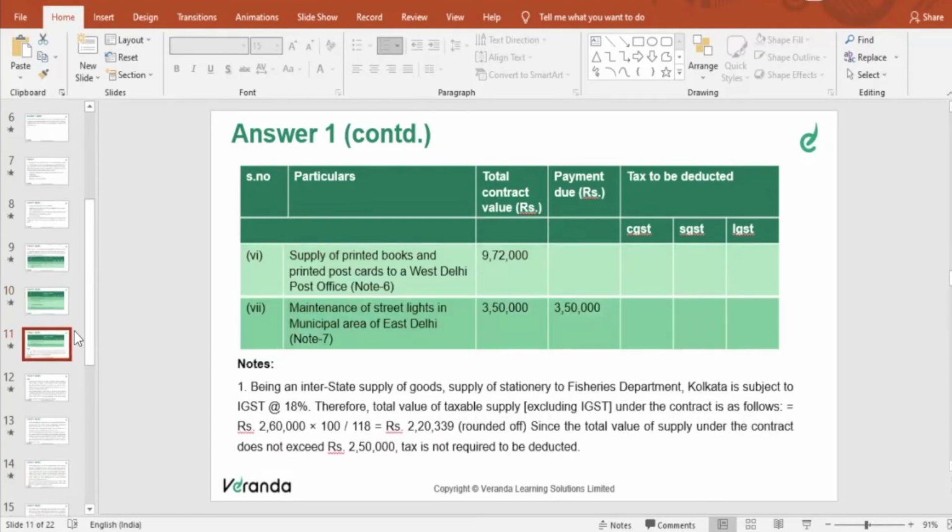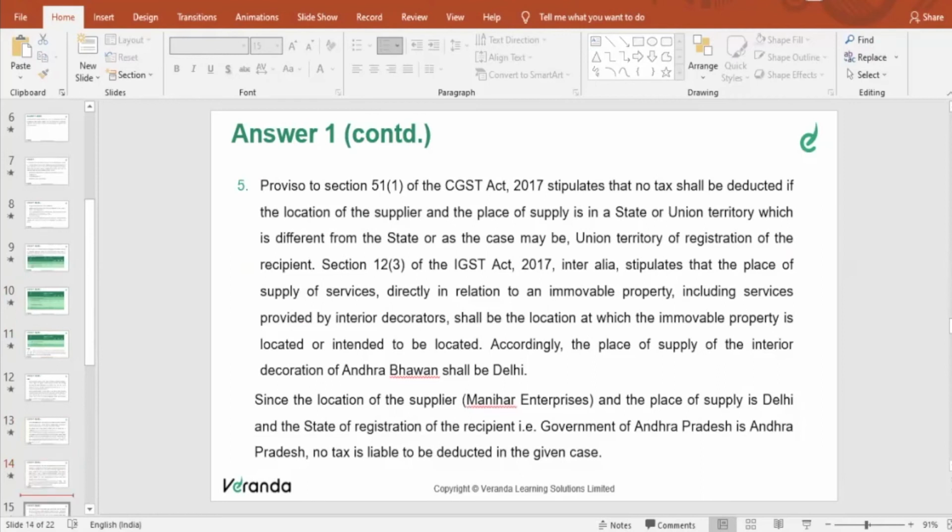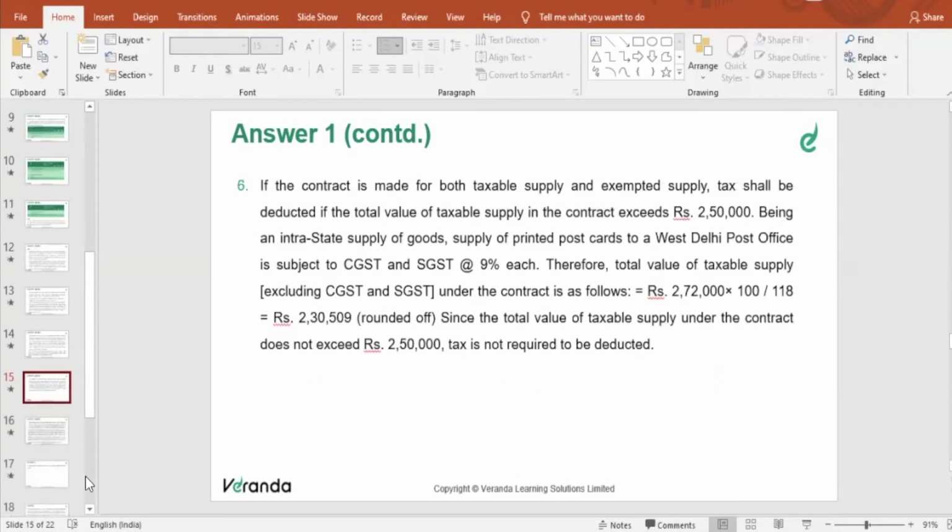The next one, supply of printed books and printed postcards to a West Delhi post office. Okay, I will have to defer.